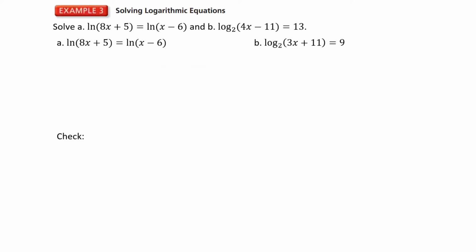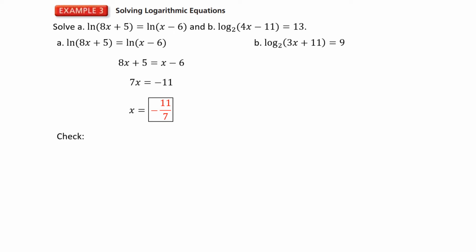In example 3, we're asked to solve two log equations, and it seems like the first might be a little bit easier than the second. When we have the natural log of something equals the natural log of something else, we can just focus inside the parentheses and say that 8x plus 5 equals x minus 6. We can subtract x and subtract 5 to their respective sides, get 7x equals negative 11, and when we divide, get x equals negative 11 sevenths.